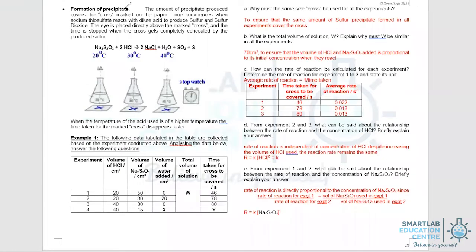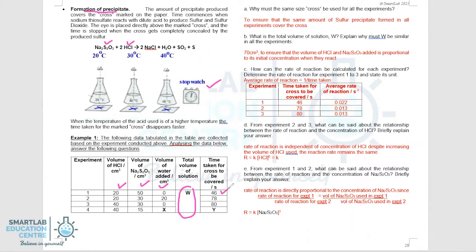Let's take a look at another example. The other example is using the formation of precipitate. This is an O-level experiment that we typically do. You take thiosulfate, you add your HCl. From there, you start the stopwatch and then you time how long it takes for the cross to disappear. So in this experiment, we design it by using various volumes of HCl, thiosulfate, and water added together to make sure that the total volume of the solution is the same. And from there, we can time how long it takes for the cross to be covered by the sulfur that's produced. And from this data that's collected, we can now determine the order of reaction with respect to thiosulfate and HCl.